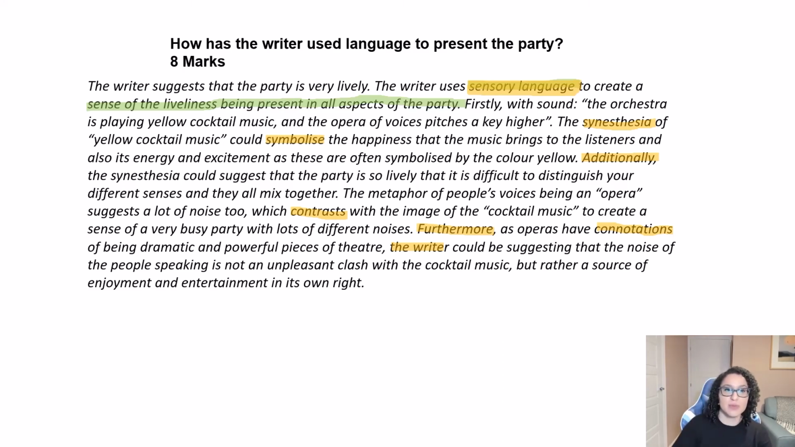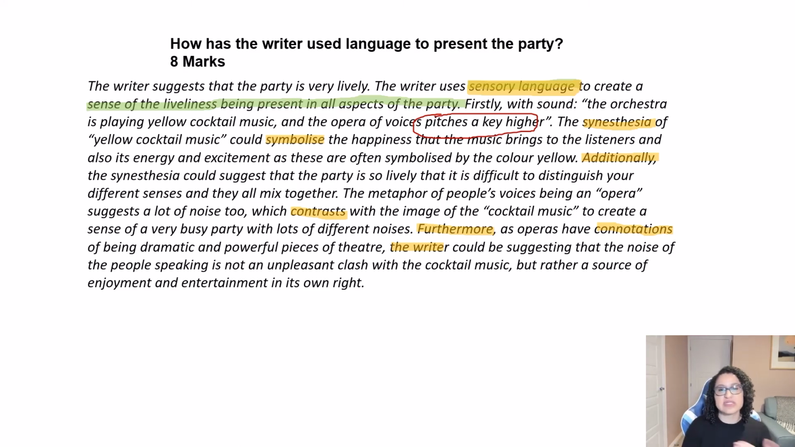So for example, when they are identifying sound, the orchestra is playing yellow cocktail music. They only talk about the yellow cocktail music. They didn't need "the orchestra is playing." Secondly, the opera of voices pitches a key higher. Now, I think there was a missed opportunity there. There was some chicken left on the bone because they didn't engage with that bit of "pitches a key higher."